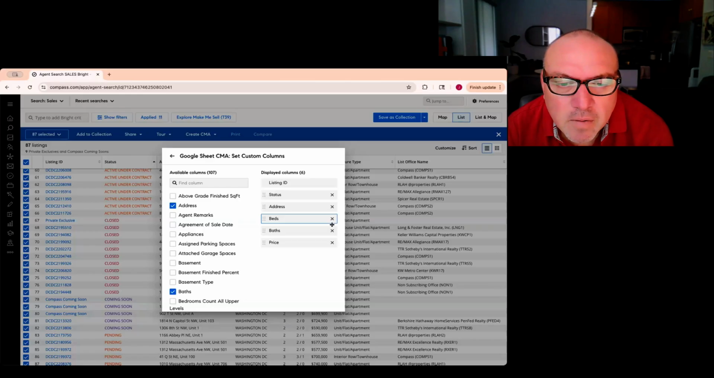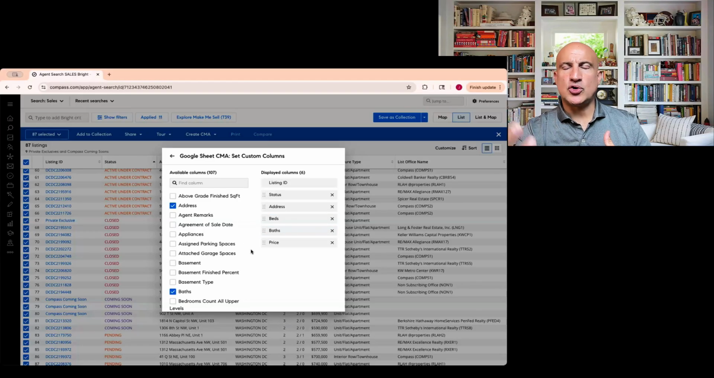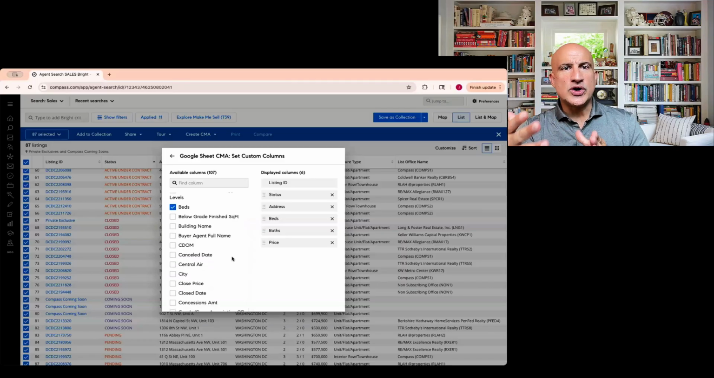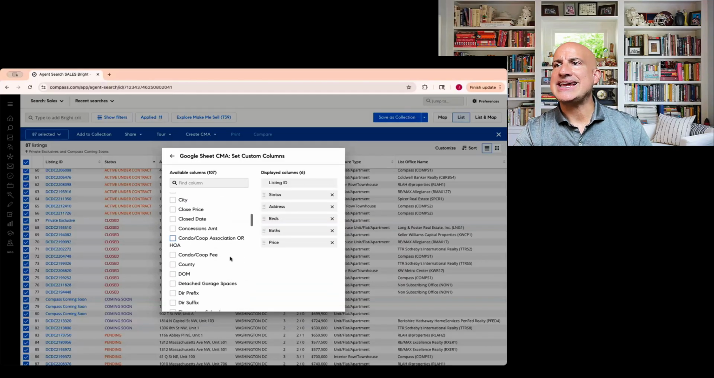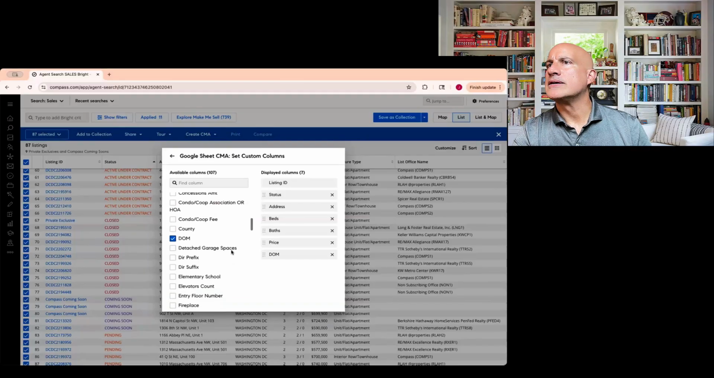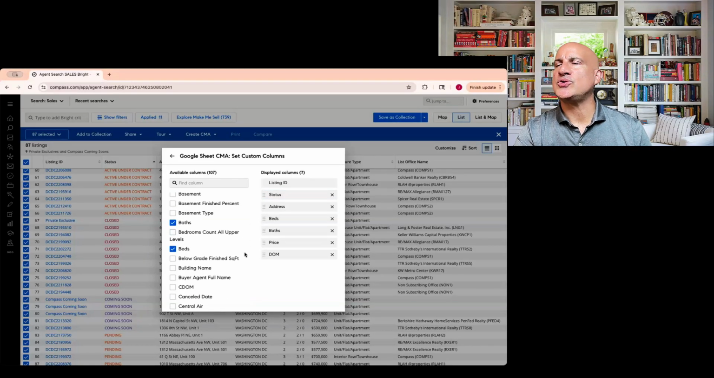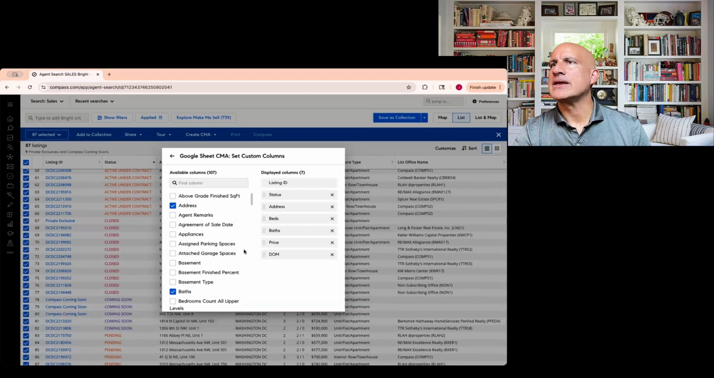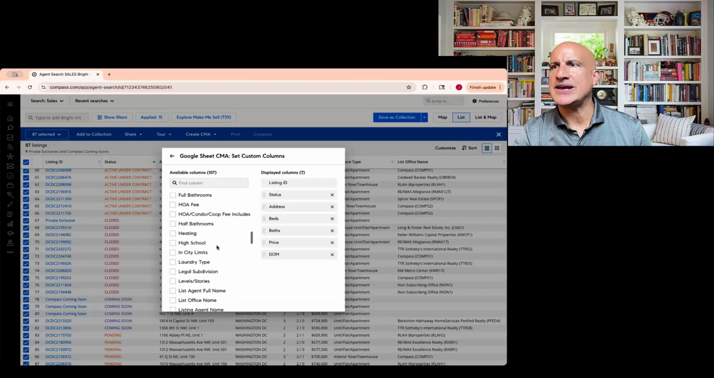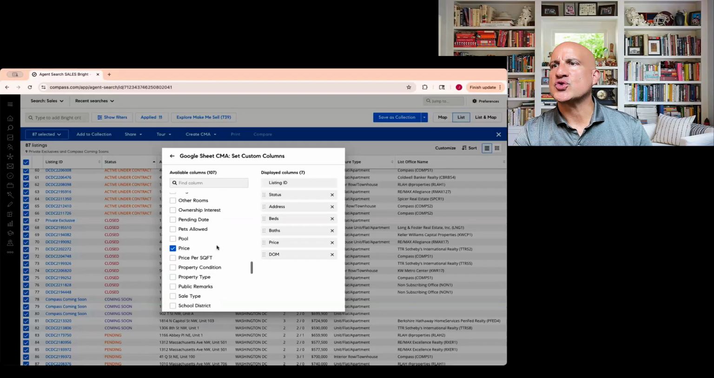We'll probably keep beds and baths because it could pull 3 or more, so that might be interesting to look at. But we need a few other statistics here. We need days on market, and we have status, so we've got the 2 that we need. And once we've got all of that information, as we talked about last time, James, we might want to do square footage.